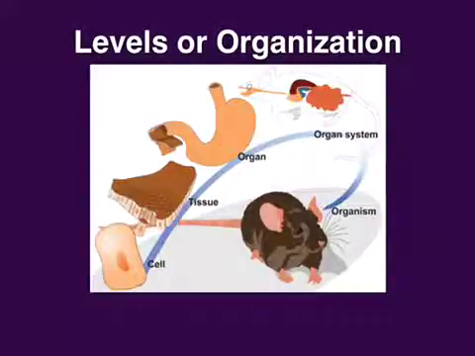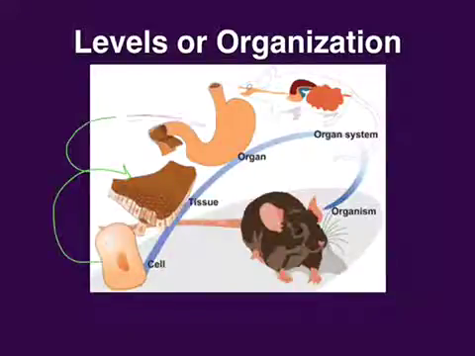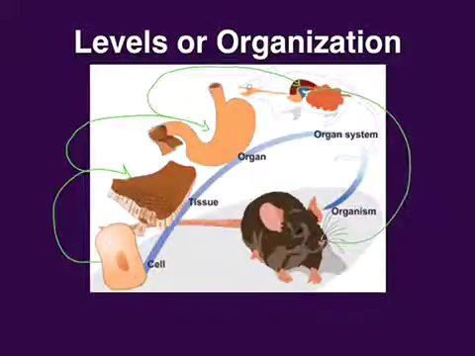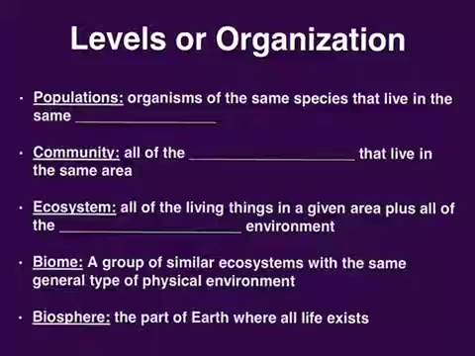So again, here could be your picture. Here's your cell, which makes up a tissue. A bunch of these tissues make up the organ, which I believe here is the stomach. This stomach is part of the organ system, the digestive system. And a bunch of organ systems put together makes up an organism. After we get past an organism, organisms can further be organized.